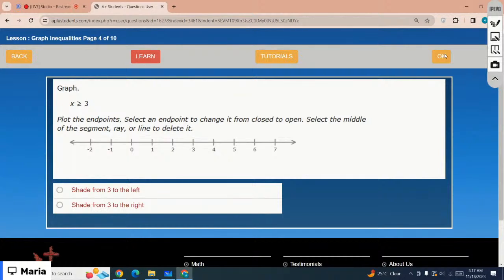X is greater than or equal to 3, which is the correct option? The correct option is x is greater than or equal to 3. That means you need to shade the right of 3. 3 to the right, right? Because 3 is positive.